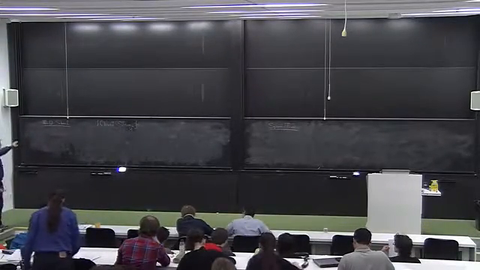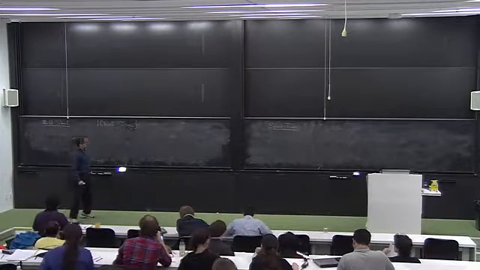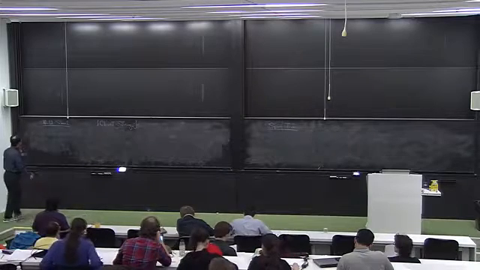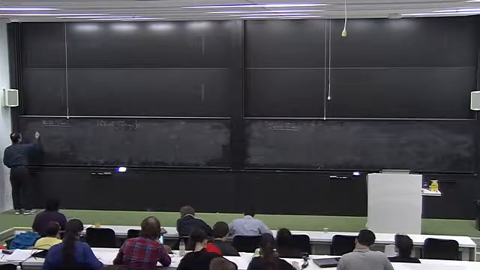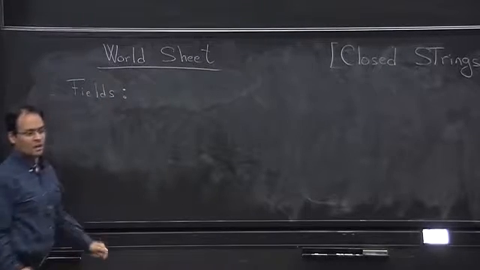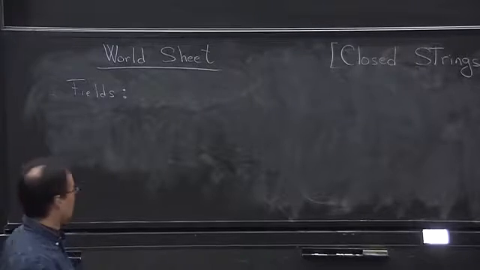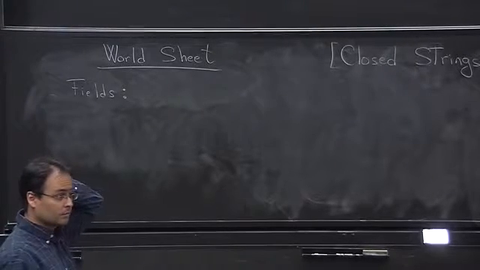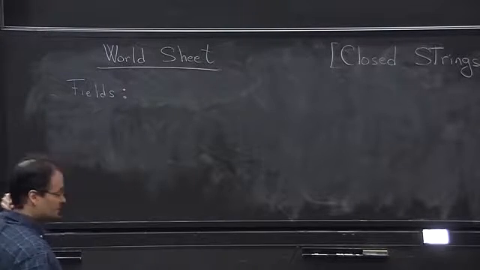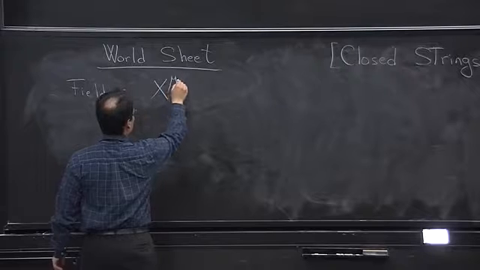So we have the world sheet theory and the space-time theory. Let's do it for the closed strings. Now, what are the fields that we have here? Can anyone tell me? What are the fields in this theory? The what? Excellent, yes. Just a bunch of scalar fields.